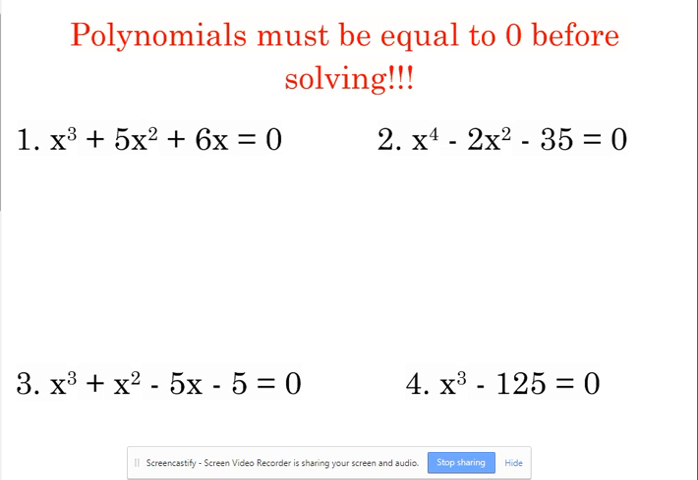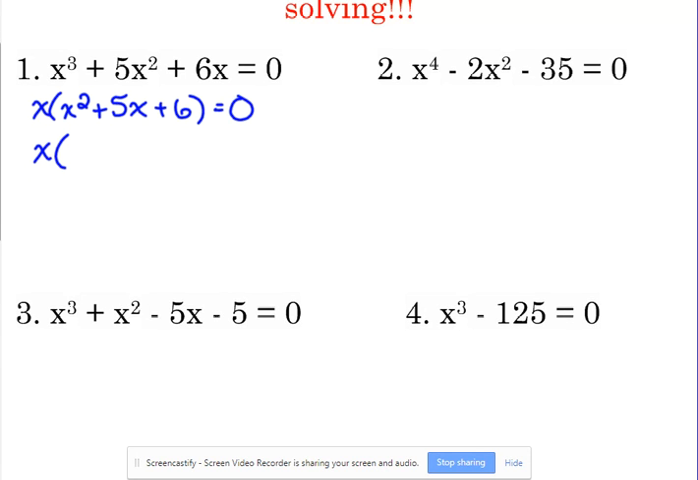Okay, so while I'm passing these out, looking at number one, what's the first thing we need to do to factor number one? Take out an x. Just like always, the first thing we look for is a GCF. It's got to be equal to 0, then we look for GCF, and then we look to see if we can factor further. If we take out an x here, we are left with x squared plus 5x plus 6. Then that quadratic trinomial, second degree, 3 terms, factors into x plus 3 times x plus 2. 3 times 2 is 6, and 3 plus 2 is 5.